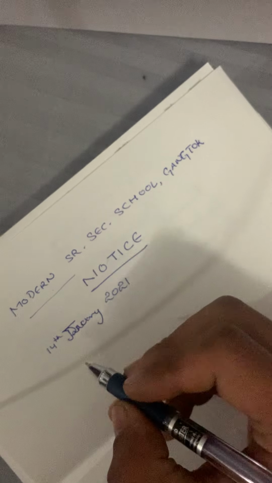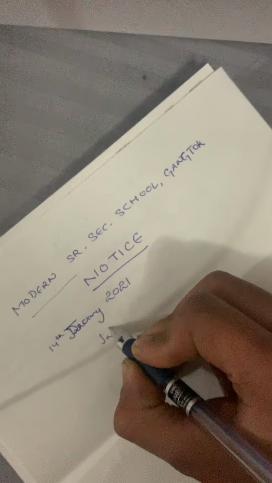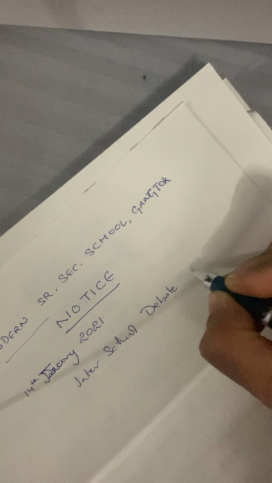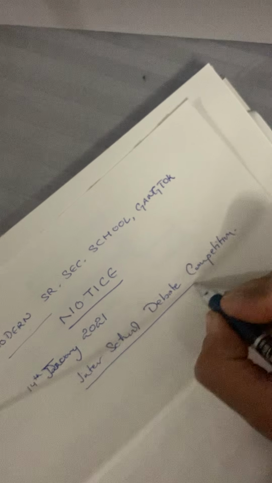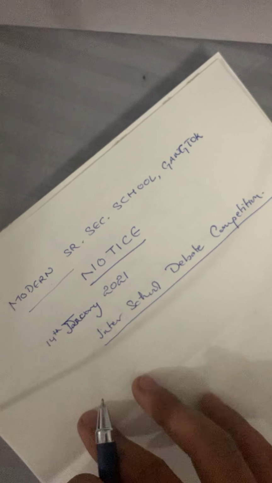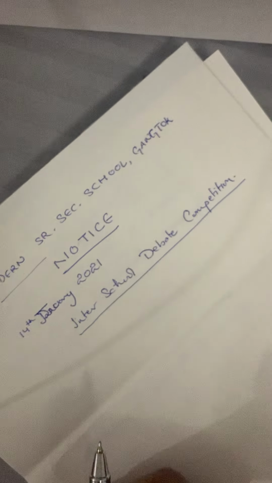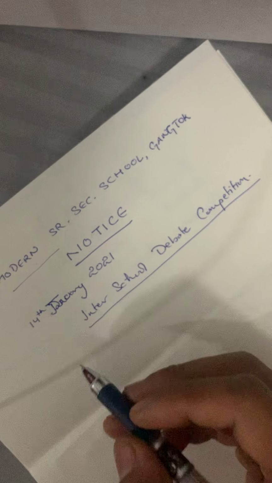Now, the title. All right, title. What is the notice about? It is about inter-school debate competition. So this is your title. And then we begin our notice. Now remember what I told you before. You will use it as a third person and avoid using words such as you, me, and I as much as possible. So how would you begin this?